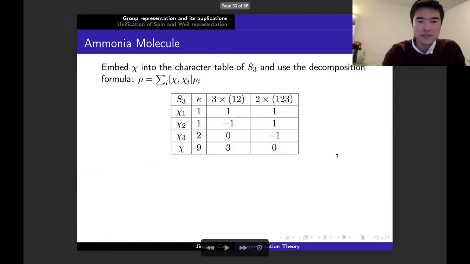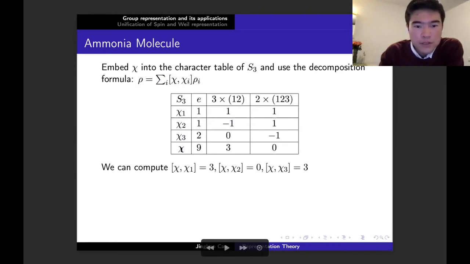And what we can do is we plug this 9, 3, 0, this chi over here, into our character table. We want to decompose our representation into sub-representations of S3 that we already know. Like I said, the formula we proved before is that the coefficient is given by the scalar product of the character of our representation and each irreducible representation. So the first coefficient: we take this line 9, 3, 0, scalar product with 1, 1, 1, weighted by the size of the conjugacy classes. So we have 9 plus 3 times 3 plus 0, so 9 plus 9 plus 0. It's going to be 18.